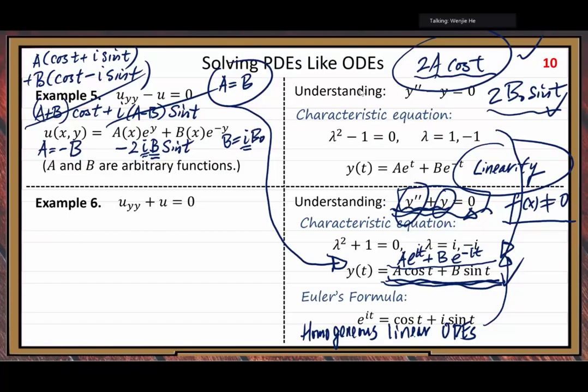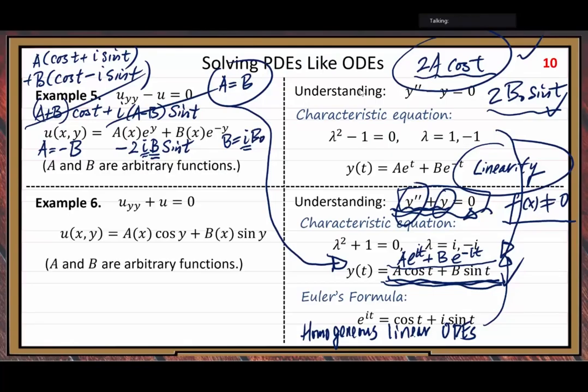Let's continue. Example. We almost finished number 6. Now we can write u of x, y equal capital A of x, capital B of x, similar to that way, arbitrary functions. So we finish example number 6. Then our last example of this part.